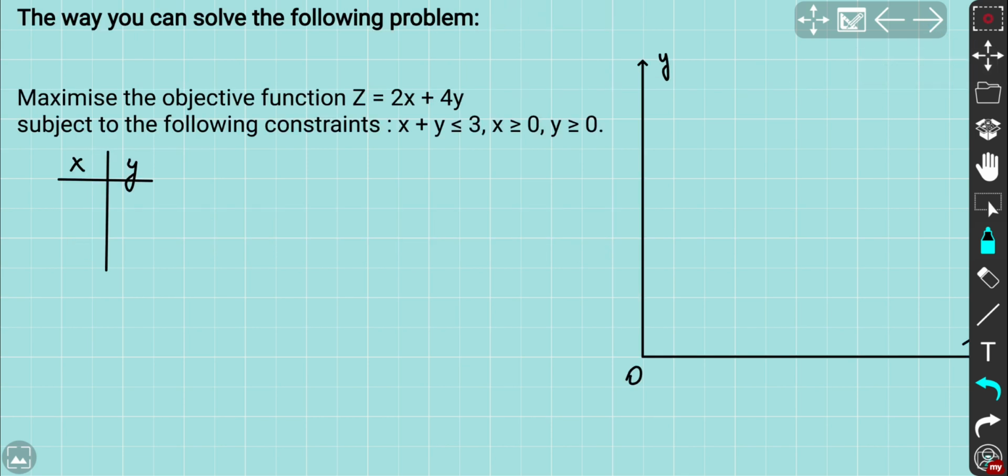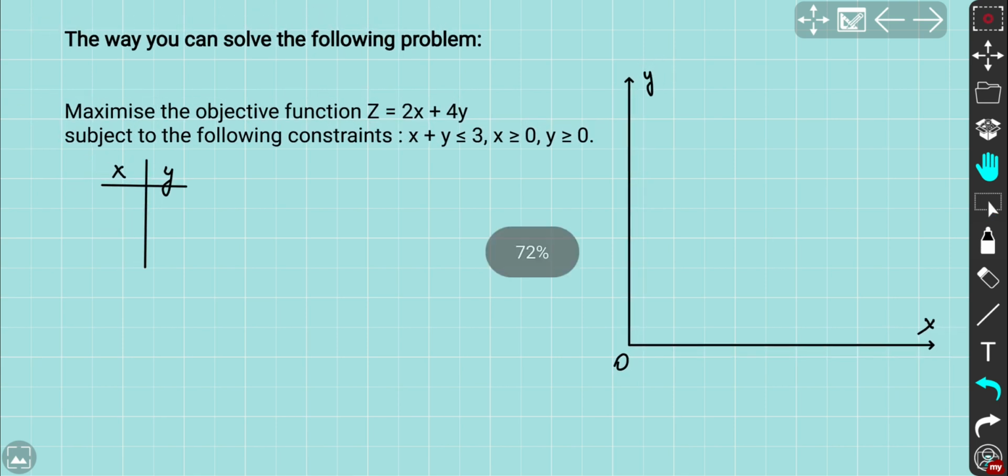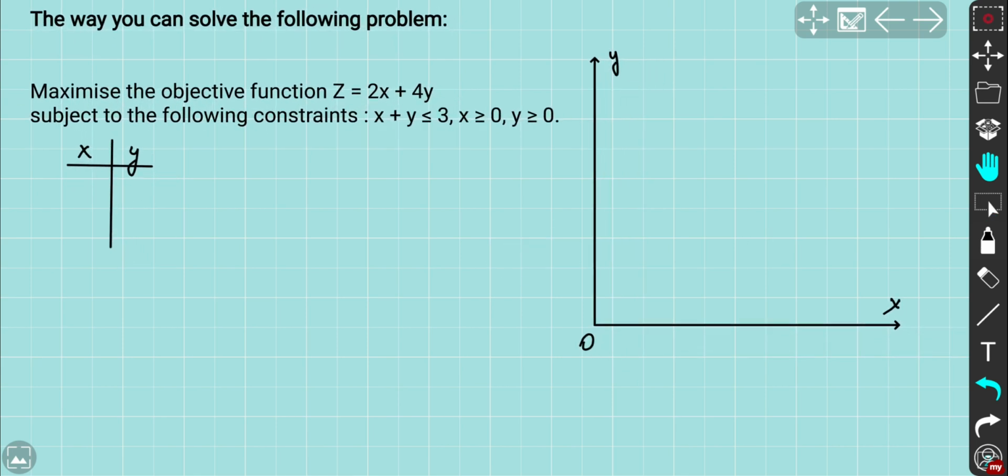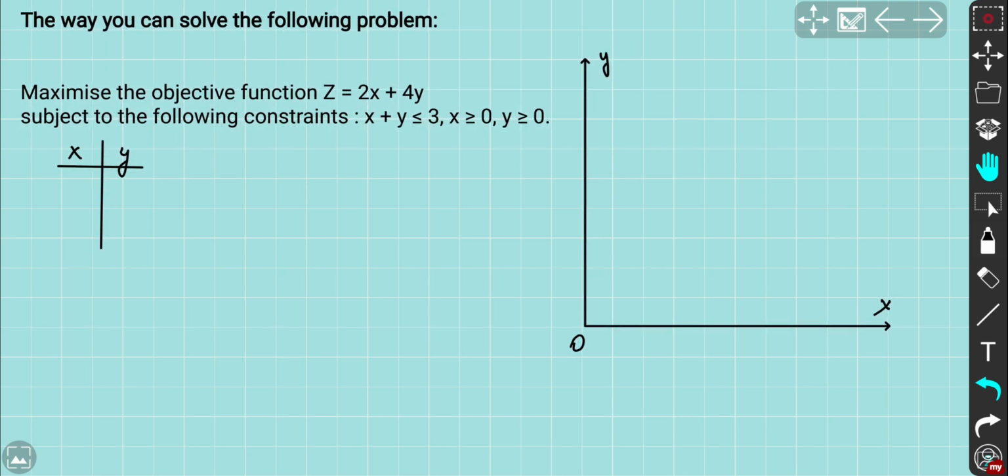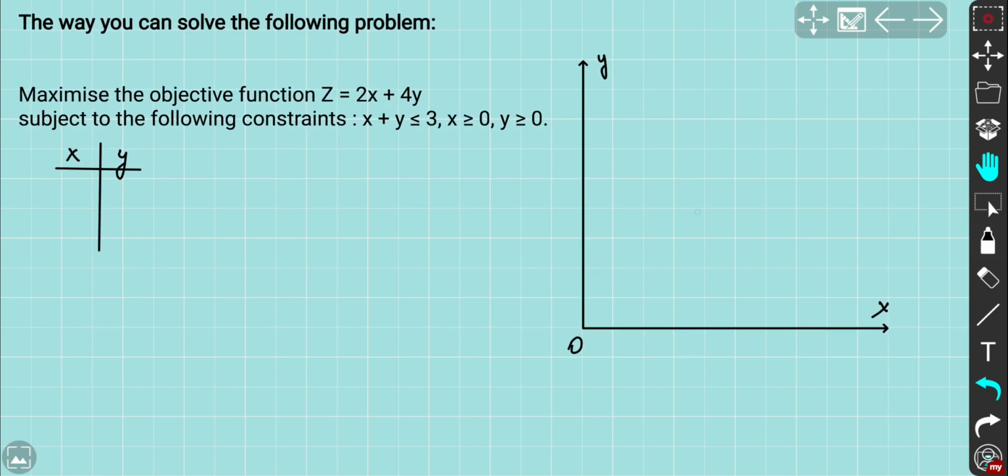Okay, so right now we have the set of axes already. I set it up for you guys, so I shift a little bit and we start discussing. So we have the objective function z. As you remember, what we need to do first of all is find the region. So the first step, we need to draw up the region. So x more or equal than 0 and y more or equal to 0 set up the first quadrant, right?